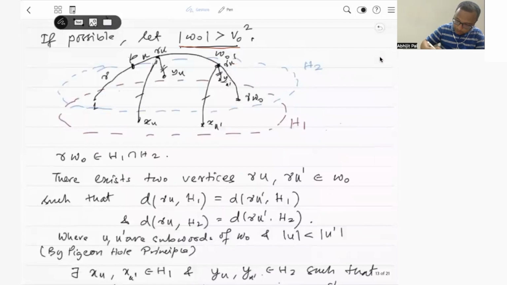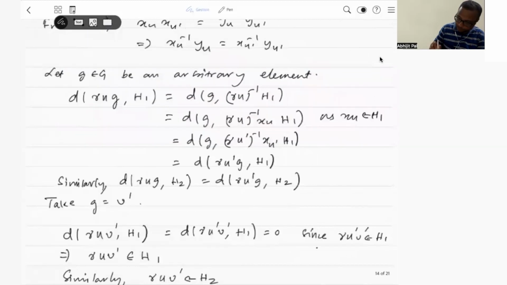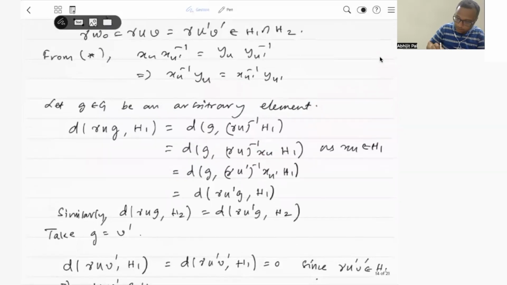so from this picture, if I take the geodesic joining this xu and yu, the labeling of that geodesic will be the same as the geodesic joining xu' and yu'. Okay, so we have this observation, and now let us take g to be an arbitrary element of the group G.